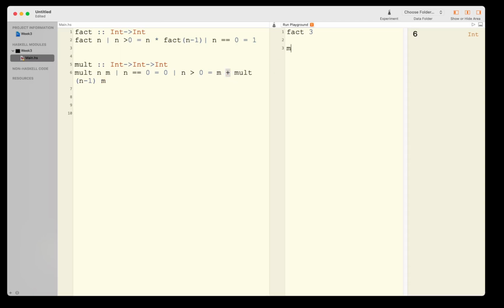So let's just test it out. So we've got multiply 2 and 3. 6, let's say 2 and 6, 12. So it's a multiply based entirely on a recursive call of adding numbers with its recursively dropped n value.